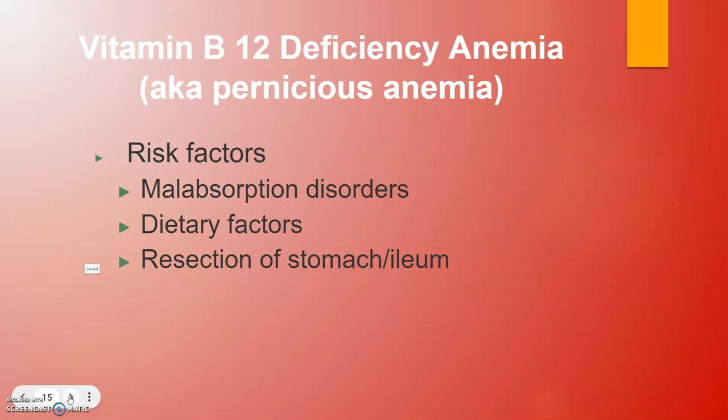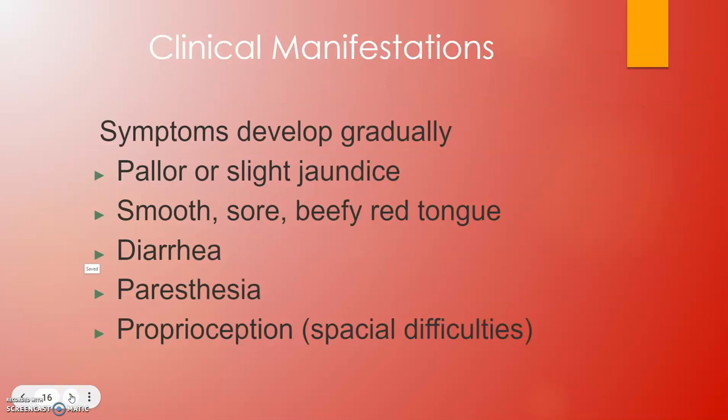So vitamin B12 deficiency is less common, but some of the risk factors may be malabsorption, decreased intake, or a resection of the stomach or ileum, and we're going to talk about that this semester too. So things like gastric sleeves or gastric bypass, for example. Vitamin B12 is usually absorbed in the stomach and in the small intestine specifically.